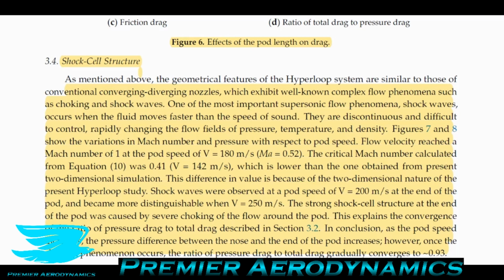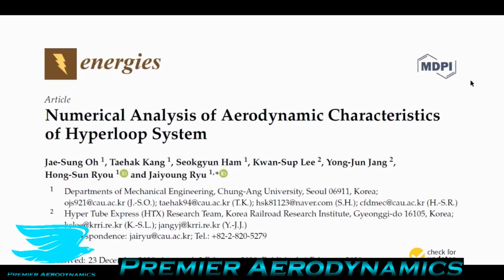This second half, we're going to be looking at the shock structures and effects of temperature and other aspects on the drag and the operation. And to do that, we're going to look at the same paper again called Numerical Analysis of Aerodynamic Characteristics of Hyperloop System. And this is open access. Again, you can find it in the link in the description.